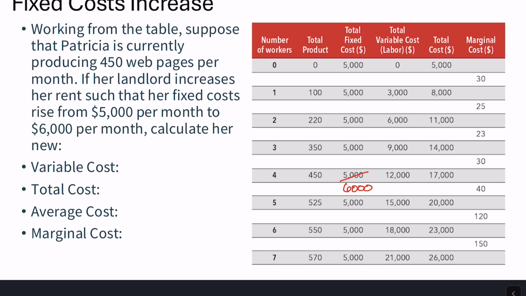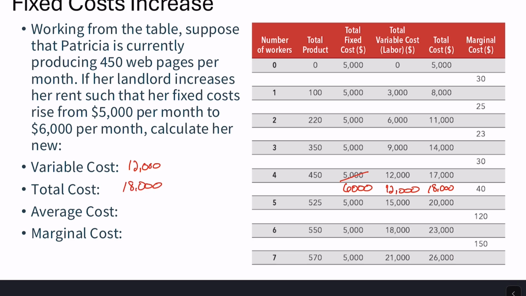Our variable cost doesn't change at all. Right, so that's still going to be 12,000. But now we're going to have a new total cost. And of course, we need to add those two together and have a new total cost of 18,000. So I'm going to fill all those three over here: variable cost of 12,000, total cost of 18,000.